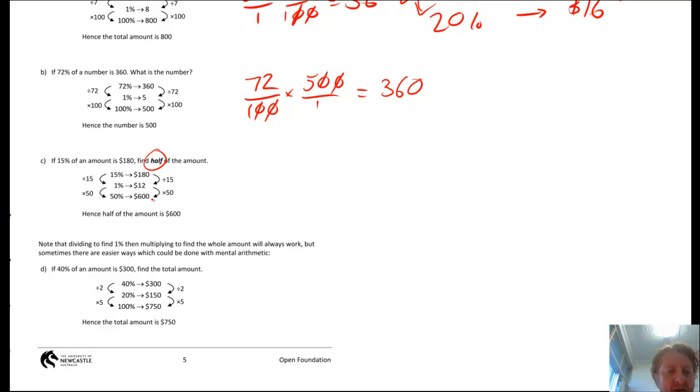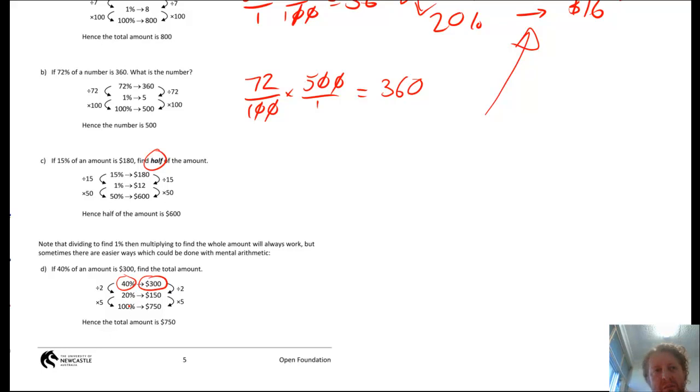Now here is where I prefer more like this one that I did up here. The unitary method does refer to going down to 1%, and since we've all got calculators, it's not a hard thing to do. Dividing by 72 I wouldn't want to do without a calc, but I don't care with a calc. But note that sometimes, like here, if 40% of an amount is 300, sure, I can divide both sides by 40, but if I'm looking for a quick way to do it, it's easy to get 40 down to 20, and it's easy to get 20 up to 100.